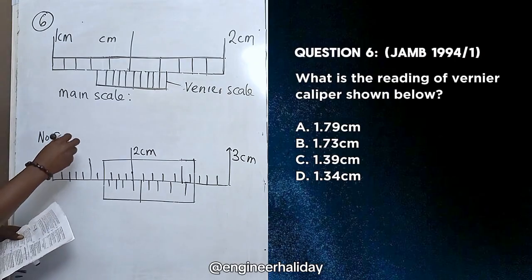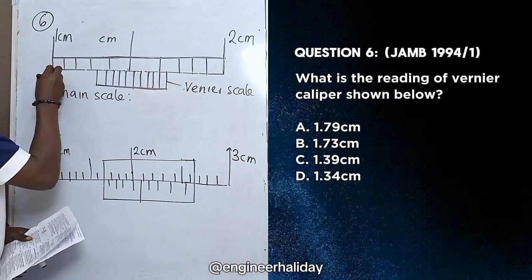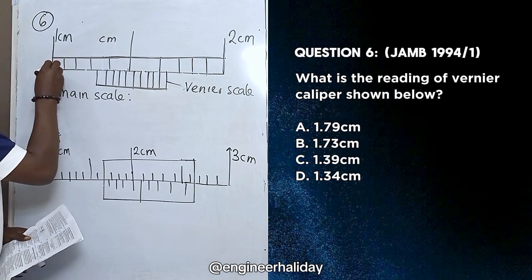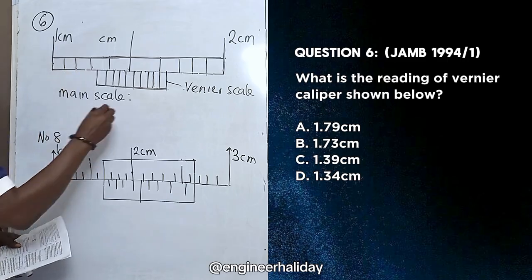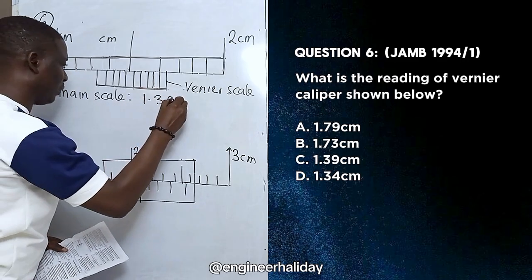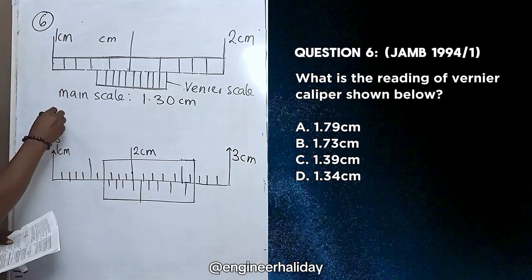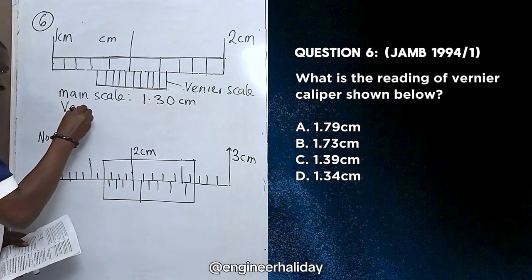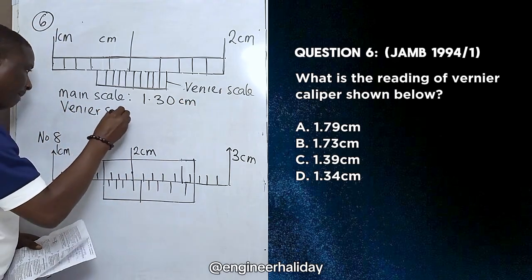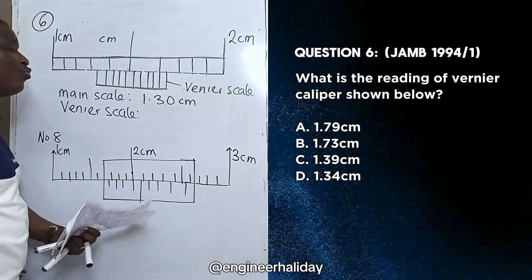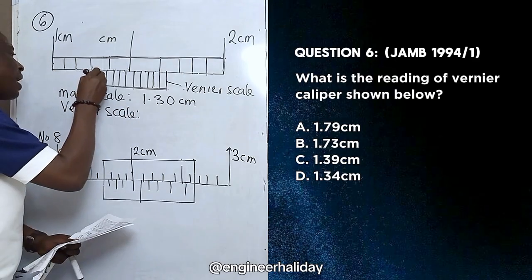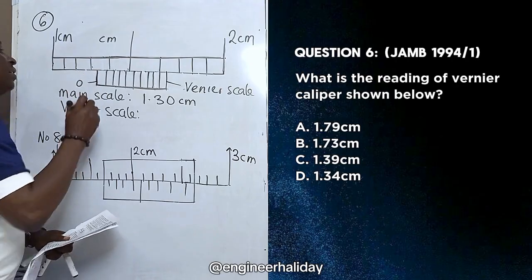Now in this case, what is the value on the main scale? This is 1, 1.1, 1.2, 1.3. So this is 1.30 cm. What about the vernier scale reading? What is the value of the vernier scale? We look at where the 0 mark of the vernier scale is.